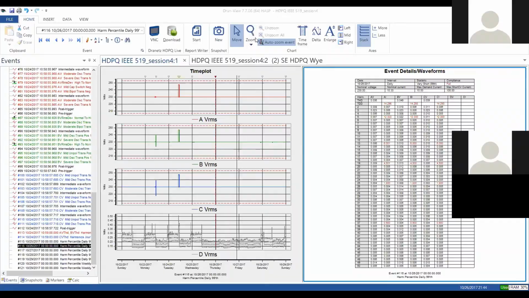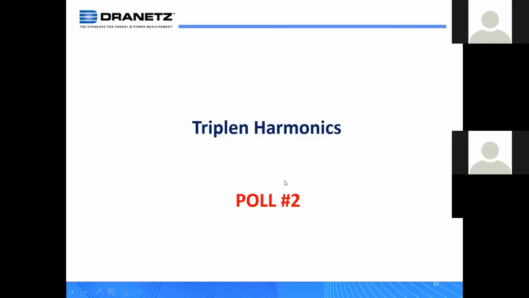So continuing along, triplet harmonics. We've talked about the standards, and we talked about how harmonics are acquired by the instrumentation. Well, what are some of the concerns about harmonics? We talk about them, but what are the dangerous harmonics, to put it in a different term?